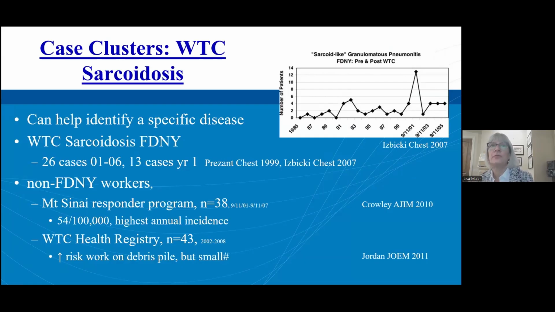And certainly you all know about the case clusters of World Trade Center sarcoidosis, which I think have been nicely described in the FDNY, but also in your responder program, with some dose response. We worked with David Prezant and the FDNY. We actually did beryllium testing because small levels of beryllium were found in the debris, and we have not found one case. So again, this is not chronic beryllium disease that you folks are seeing.